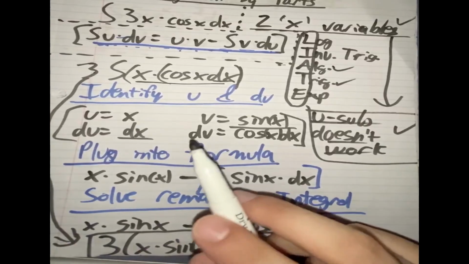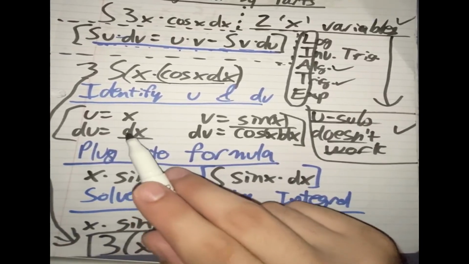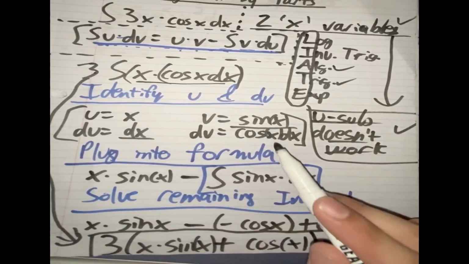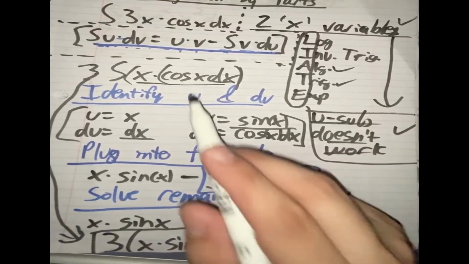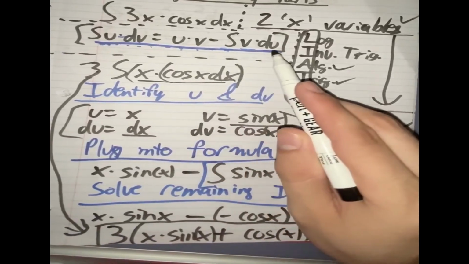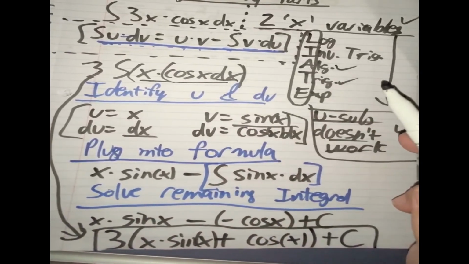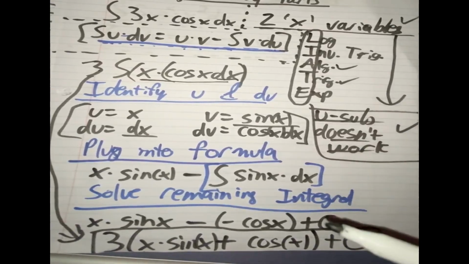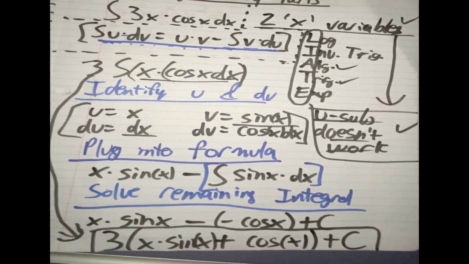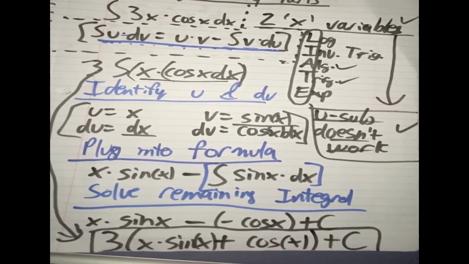Anyways, after you identify u and dv, take the derivative of u to get du, integrate dv to get v, and then plug them into this formula: u times v minus the integral of v times du. After you do that, the next step is to just solve until you have no integrals left. And then that's your final answer.